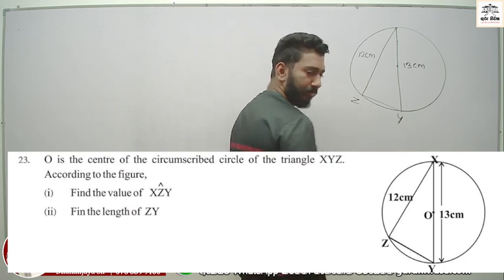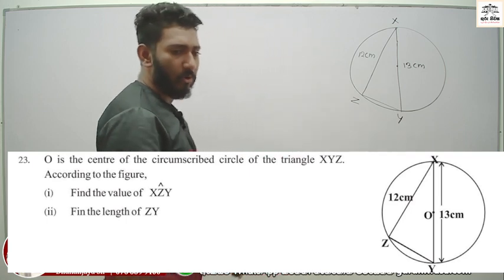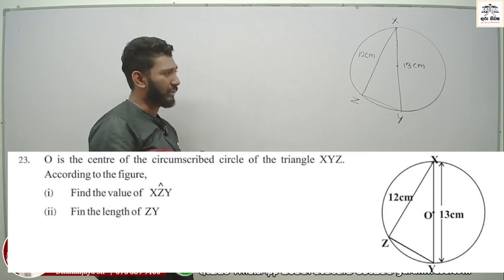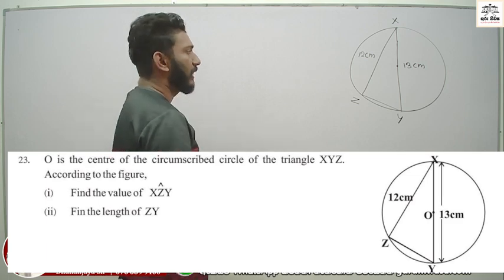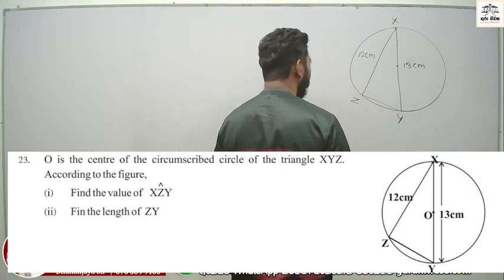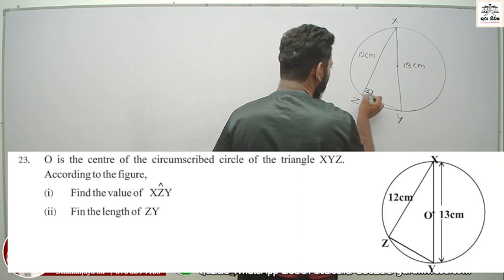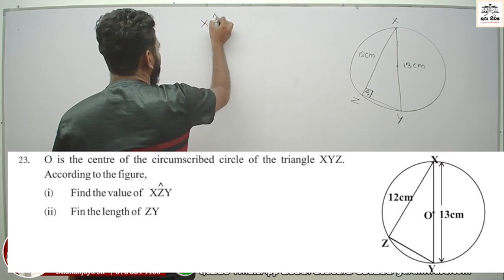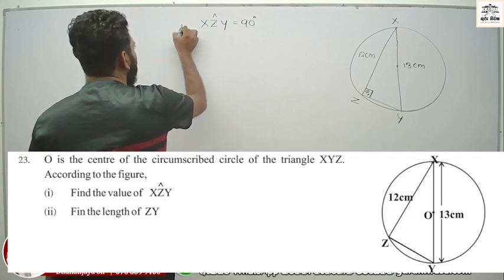Right. Now, O is the center of the circumscribed circle of the triangle XYZ, and according to the figure, find the value of x, z, y. And you know, this is a semicircle because xy is a diameter. This one should be 90 degrees. Therefore, this one should be 90 degrees.